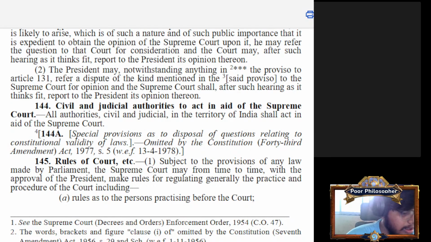Yeah. Good thing, man. The Supreme Court has lots of power compared to the useless power of the President. The Supreme Court has real powers. Special Article 144A, special provision as to disposal of questions relating to constitutional validity of laws, omitted by the 43rd Amendment.